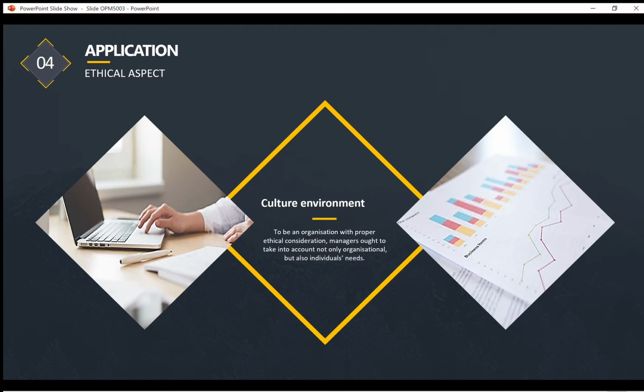In the project context, with its temporary nature and constraints on time, cost, and quality, tacit knowledge sharing between team members is of vital importance. There needs to be an adequate culture that supports knowledge sharing. Ethical consideration in knowledge management is essential for the discipline to be effective. To be an organization with proper ethical consideration, managers ought to take into account not only organizational, but also individuals' needs. Only by understanding the source of knowledge, in other words the individual, will it be possible to manage knowledge in organizations.